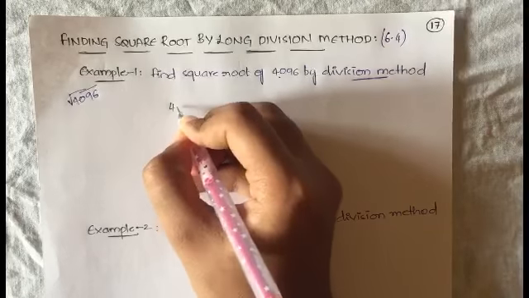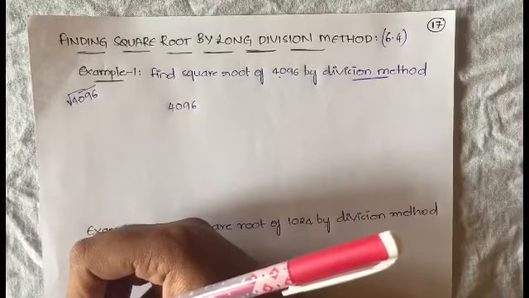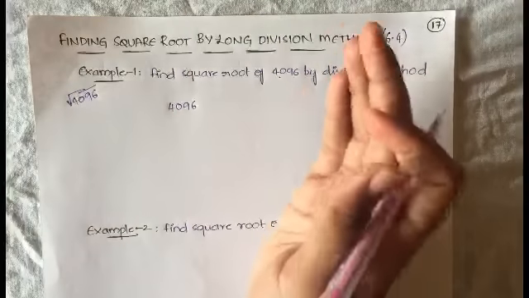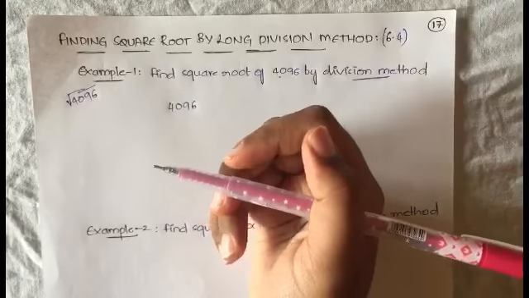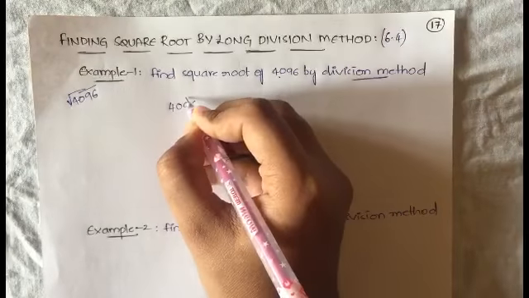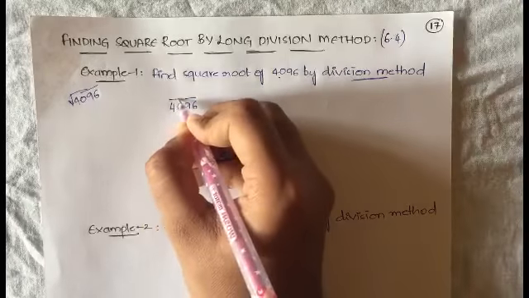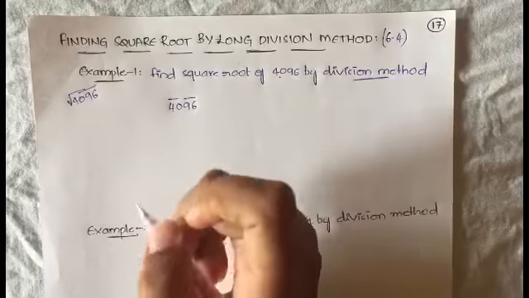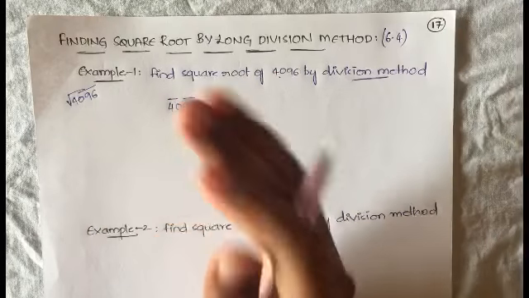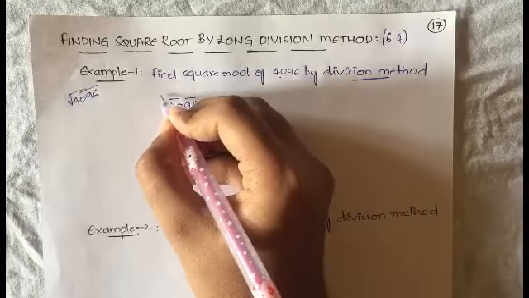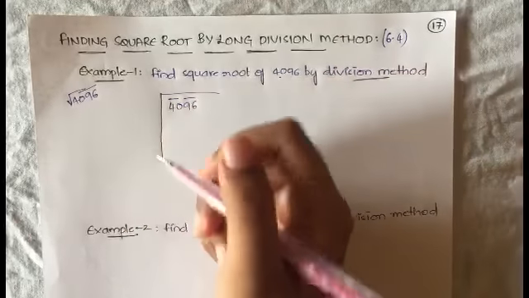First you have to write the given number, 4096. Clear? Now what you have to do is, from the last, you have to divide the number into pairs of two digits. See, for these two numbers you have to put a bar, and for these two numbers you have to put another bar. Clear? So this is how you have to divide the number first. After dividing the number, you have to keep it like this. You have to put the division symbol.